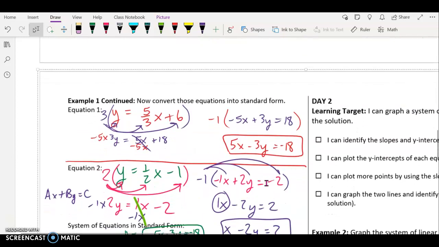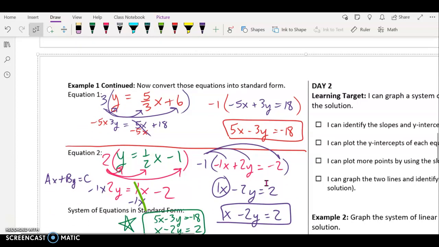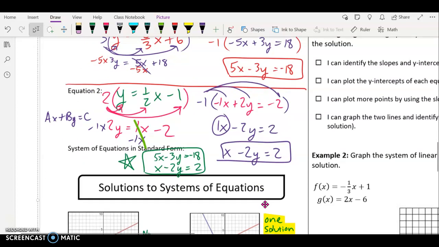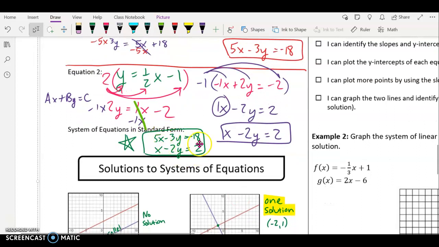Then we also remembered how to convert slope-intercept form into standard form, and how you could write a system of equations. You can see it here in green in the middle of the page, how to write that system in standard form instead of just slope-intercept form.